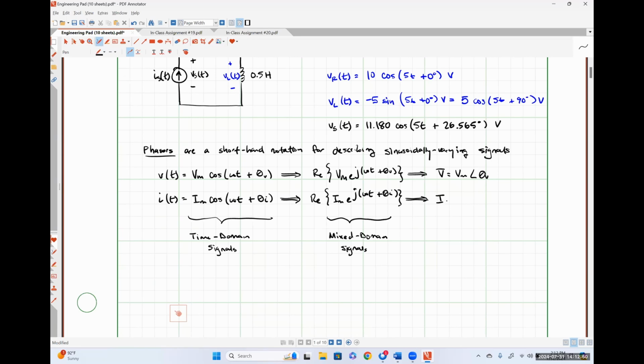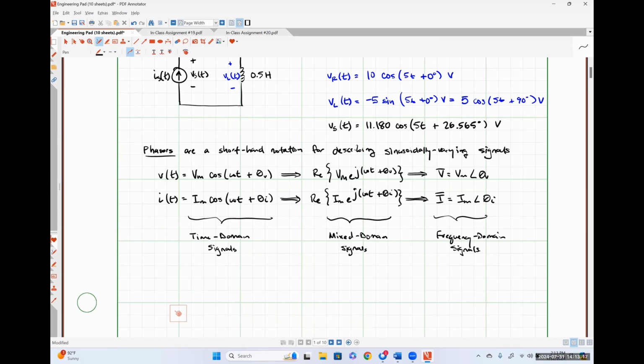Exact same thing for our current. So our phasor current I would simply be Im with an angle of theta I. And these are considered frequency domain signals, which are commonly called phasors.